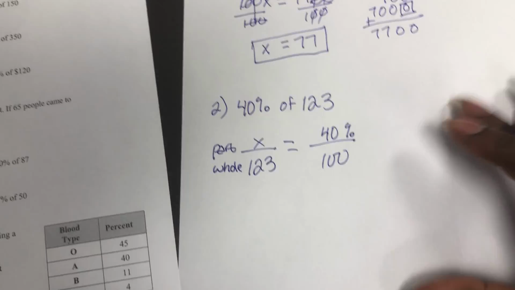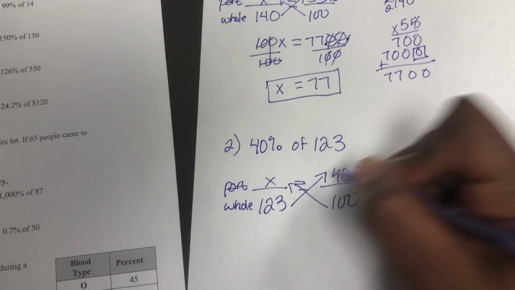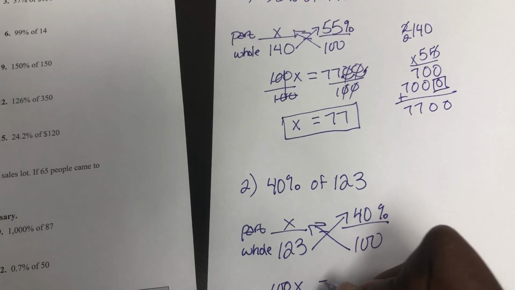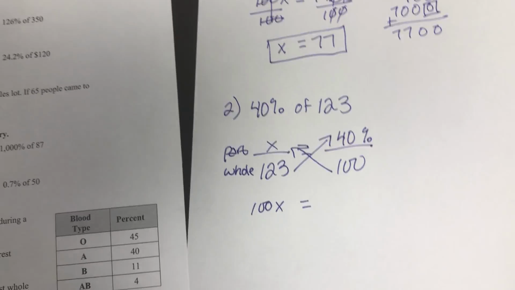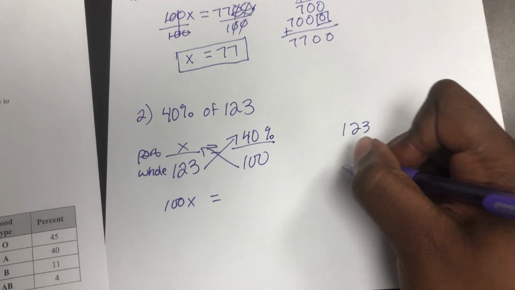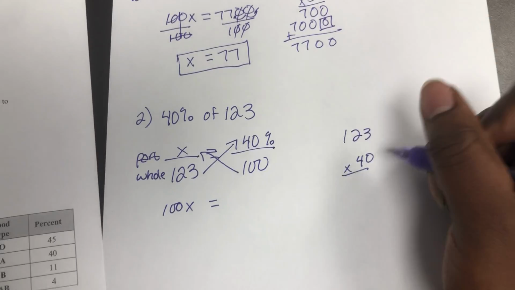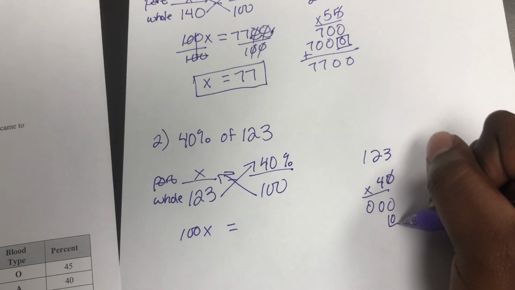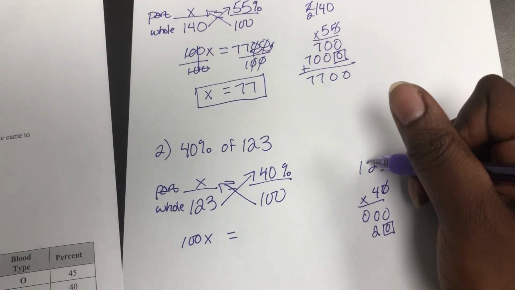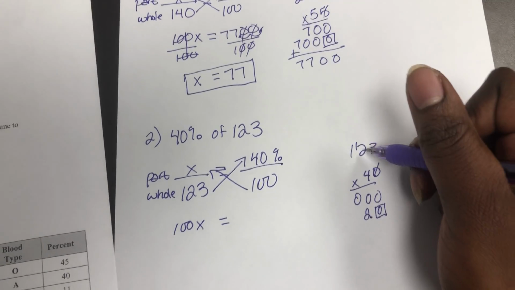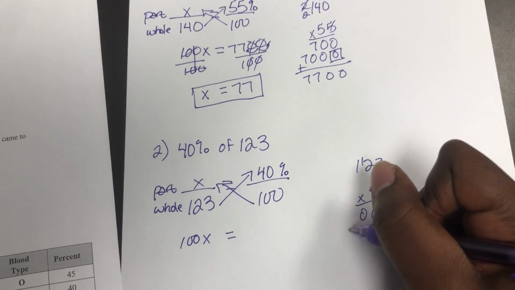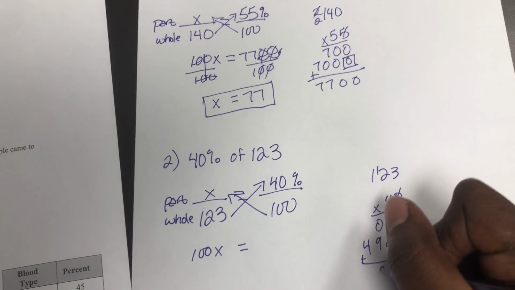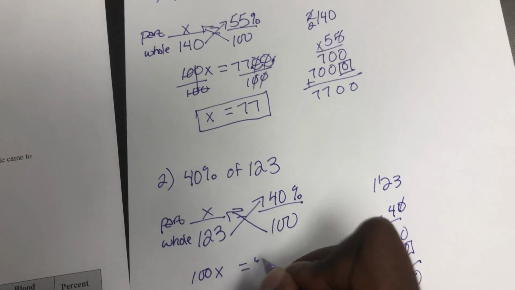So we're going to cross multiply. Once again, 100 times x is just 100x, equal sign, 123 times 40. So here we go. 0, that's 0, another 0. Here's our placeholder 0, and then 4 times 3 is 12. Carry the 1. 4 times 2 is 8, plus 1 is 9, and then 4 times 1 is 4. So 4,920. That's what we have here.